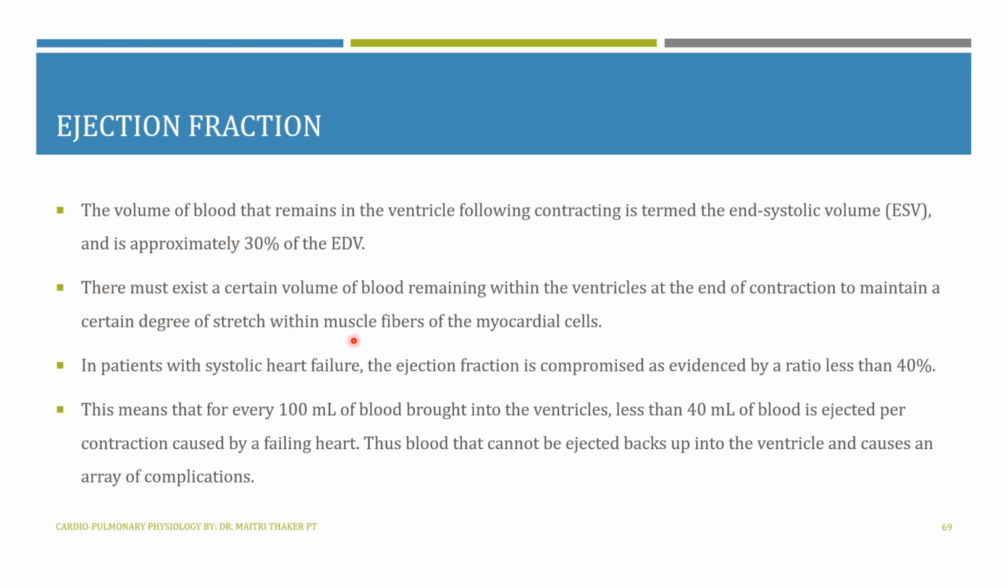There must be a certain volume of blood remaining within the ventricles at the end of contraction to maintain a certain degree of stretch in the ventricular muscle fibers. Now, in a patient with systolic heart failure, the ejection fraction is compromised to only 40%. This means from every 100 ml only 40 ml of blood is getting ejected. So what happens? It will ultimately result in reduced cardiac output.